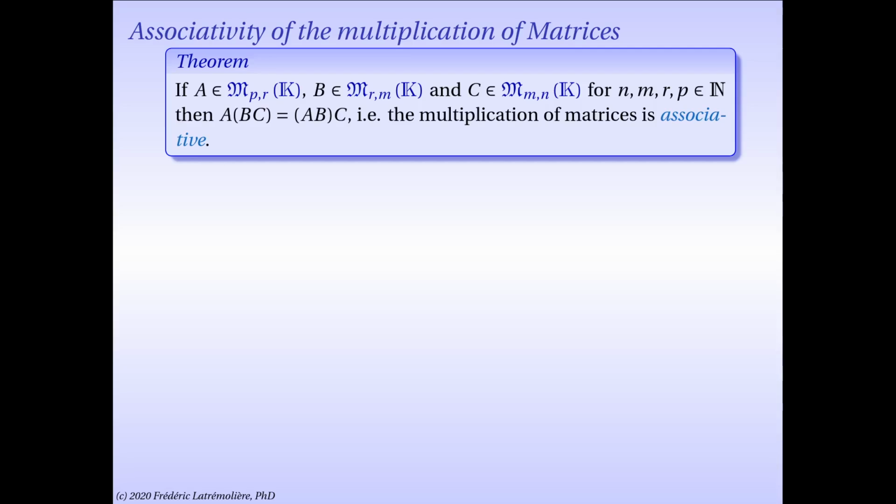Note that this statement makes sense. The product of B and C is an r by n matrix, so we can multiply it by A on the left to get a p by n matrix. On the other hand, the product of A with B is a p by m matrix, which can be multiplied on the right by an m by n matrix C, again to get a p by n matrix.